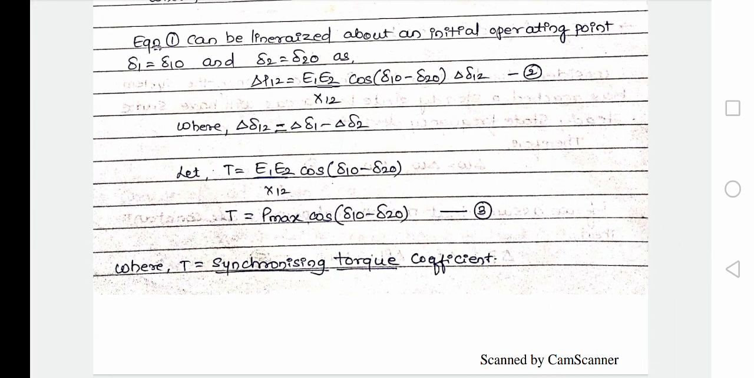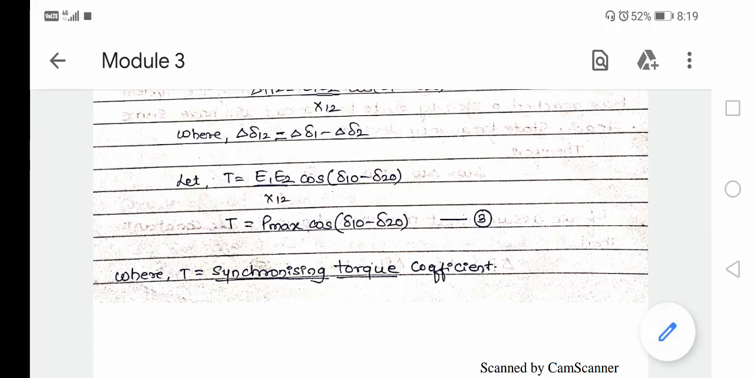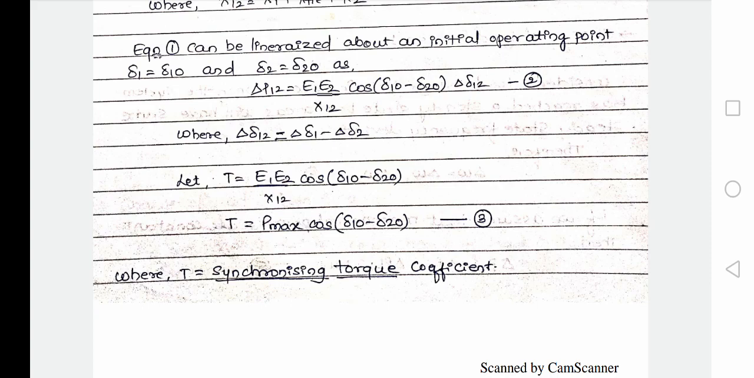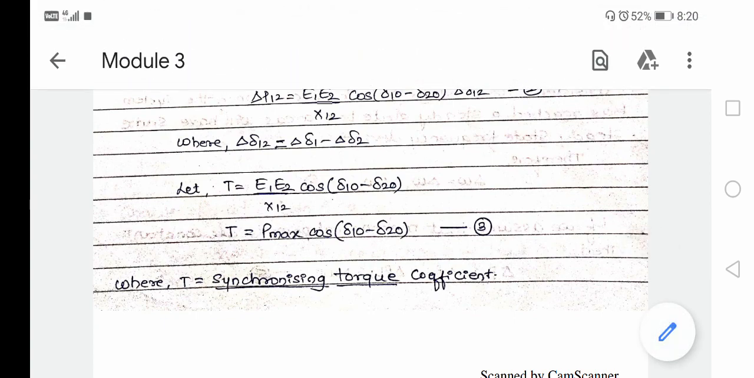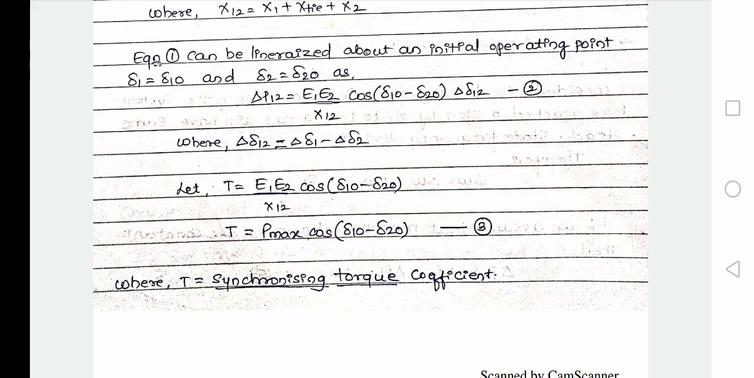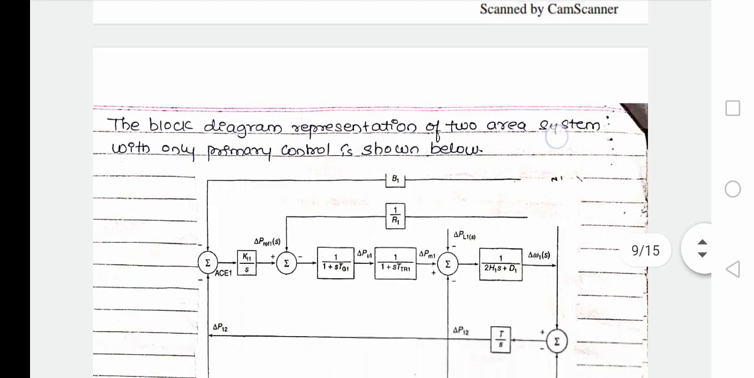Let T is equal to E1 E2 divided by X12 into cos of delta 10 minus delta 20. Here what is T? T is nothing but the synchronizing torque coefficient. So write the synchronizing torque coefficient is equal to E1 E2 divided by X12 into cos of delta 10 minus delta 20. Here this E1 E2 divided by X12 can be written as P max, that is the maximum power output of that system. So P max into cos of delta 10 minus delta 20. Take it as equation number 3.